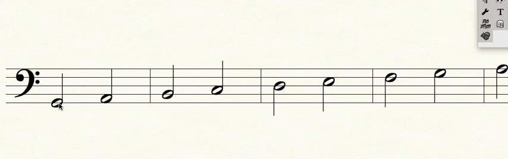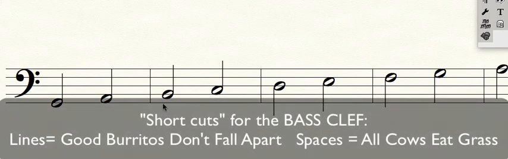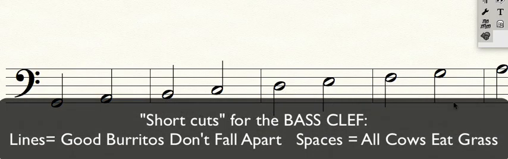The notes on the lines, good burritos don't fall apart. G, B, D, F, A. The notes on the spaces, think all cows eat grass. And hopefully that will help you name those notes. Worksheet 1 will give you a lot of practice on this. The whole first page is 100 different notes in treble clef. The whole second page, 100 different notes in bass clef.